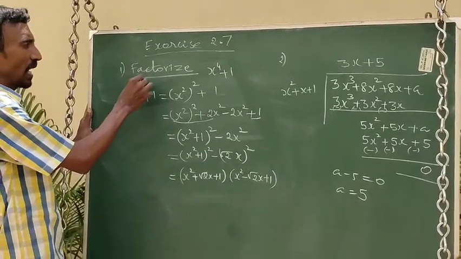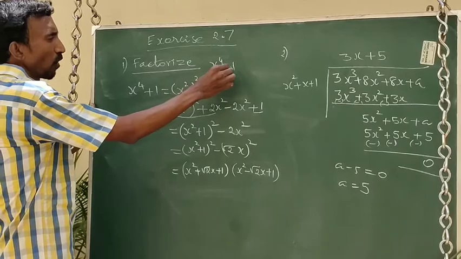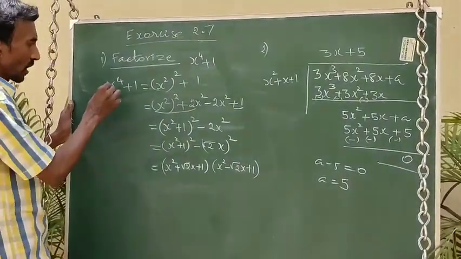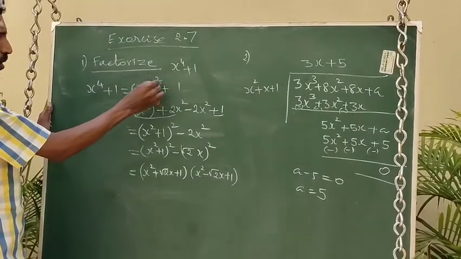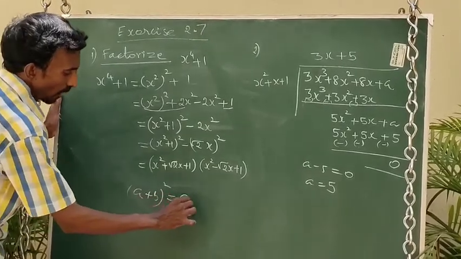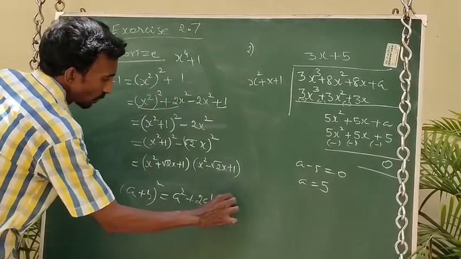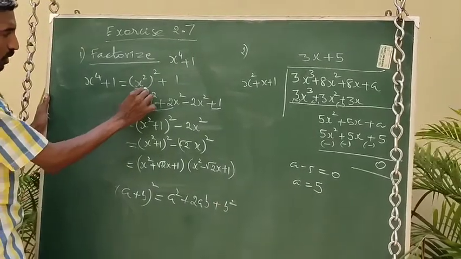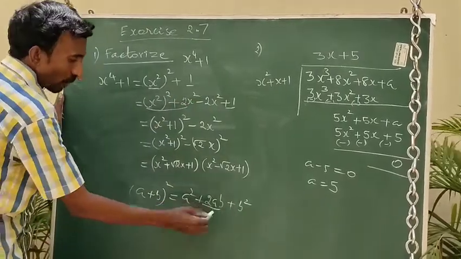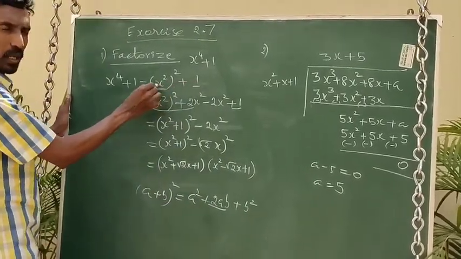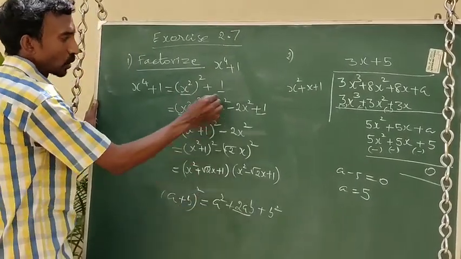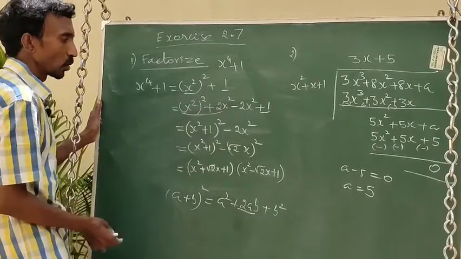So first question is factorize x power 4 plus 1. The hint is also given. Try completing the square. So write the first term as x square the whole square plus 1. Already told you, a plus b the whole square equals a square plus 2ab plus b square. So assume a equal to x square and b equal to 1. So we need 2ab. Then 2ab is nothing but 2x square. So add and subtract 2x square.